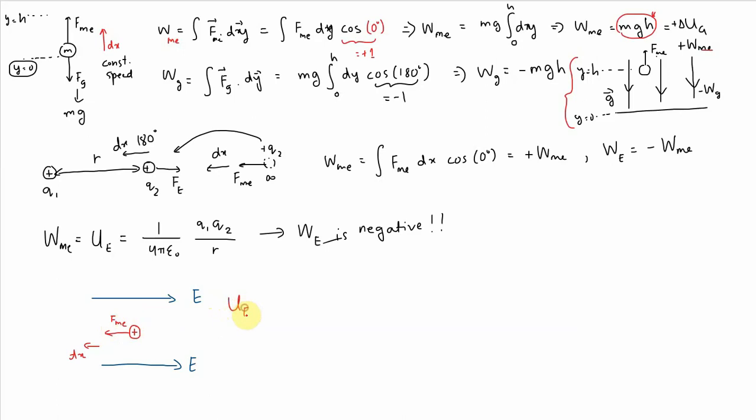So the electrostatic potential energy of the positive charge goes up because you do positive work. So work done by me, or I do positive work, is also positive, but the work done by the electric field is negative.